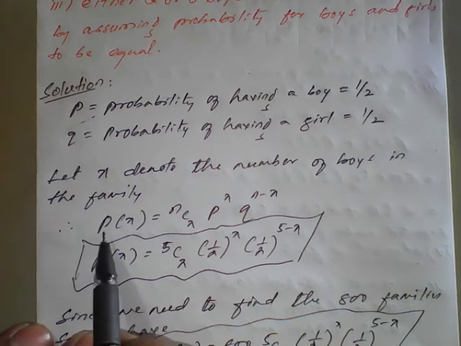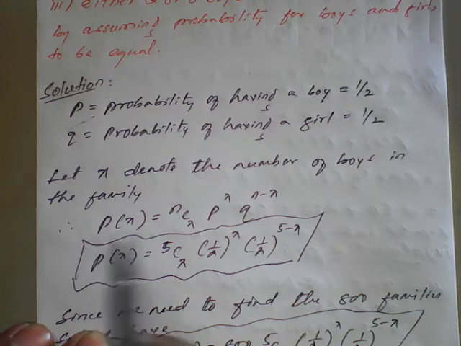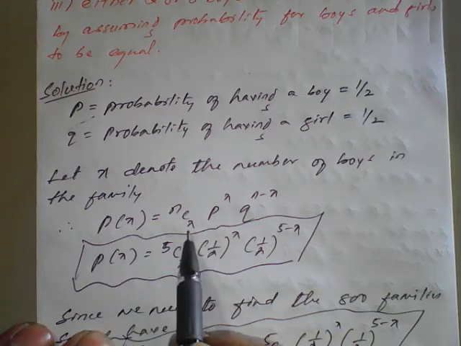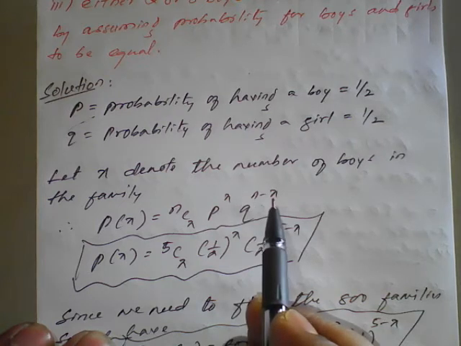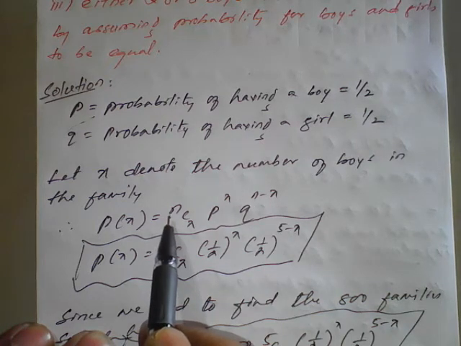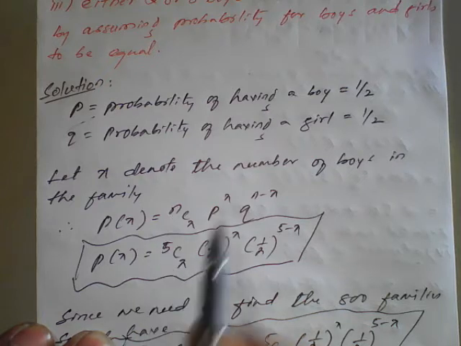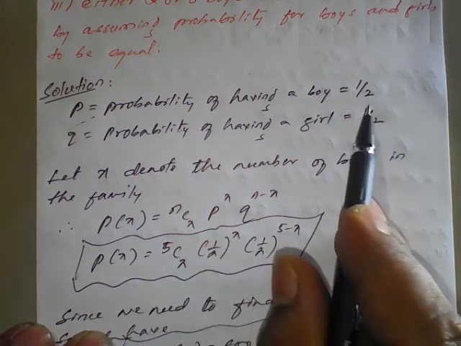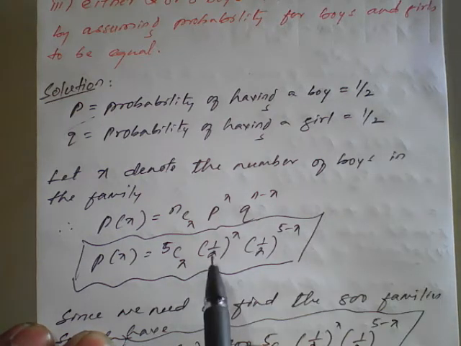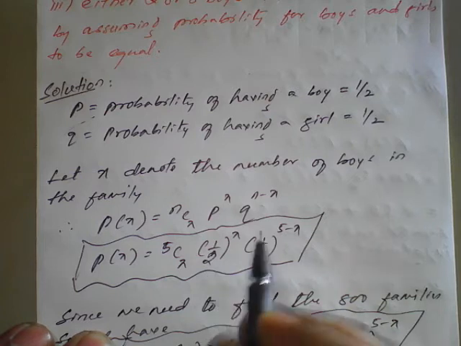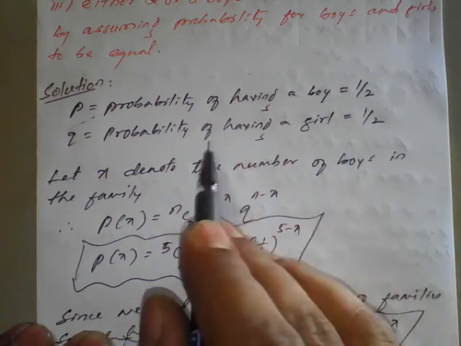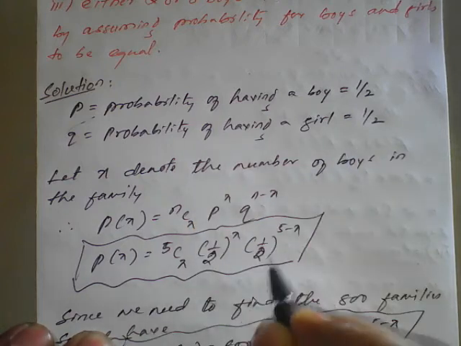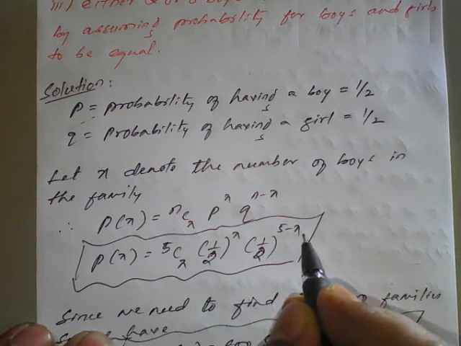Now as per the binomial distribution, it is given by nCx p raised to x, q raised to n minus x. We know that n is 5, because they have said 5 children. So the value of n is 5, Cx, the value of p is 1 by 2, that is the probability of boys, 1 by 2 raised to x, and q is the probability of girl, that is 1 by 2 raised to 5 minus x.